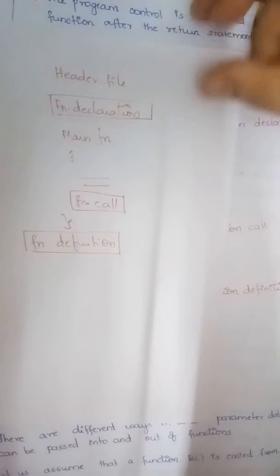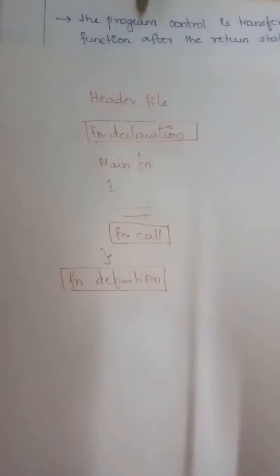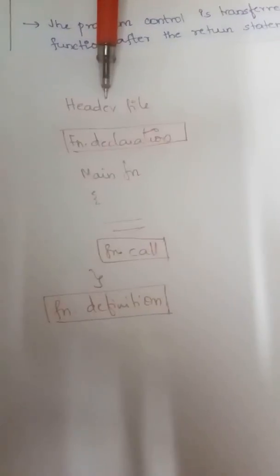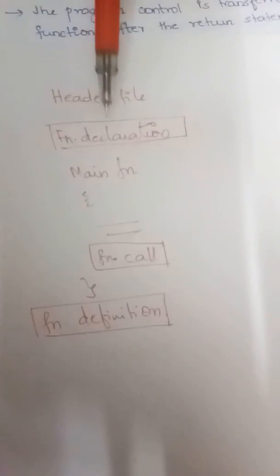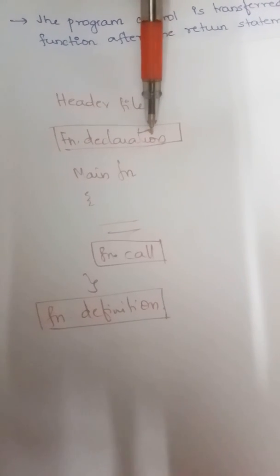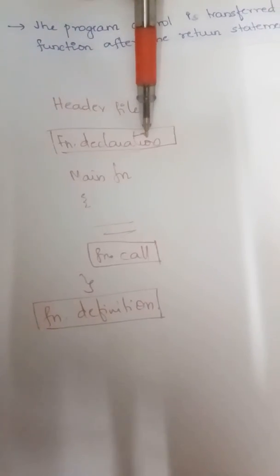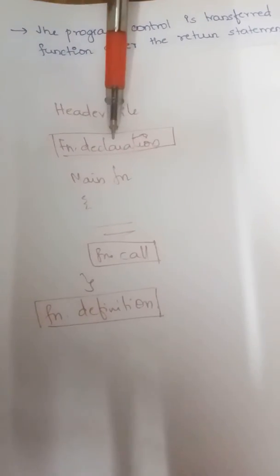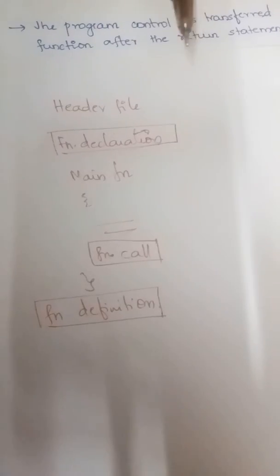Normally in every program, the first thing that you do is you include a header file. After writing the header file and before your main function, that is void main, you have to write your function declaration. If you're using a function in a program, the function declaration should be written just after the header file and before the main function.